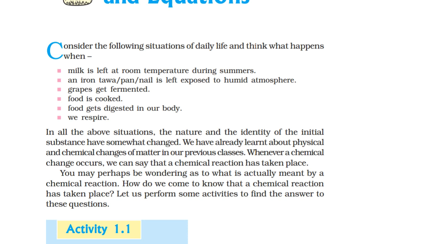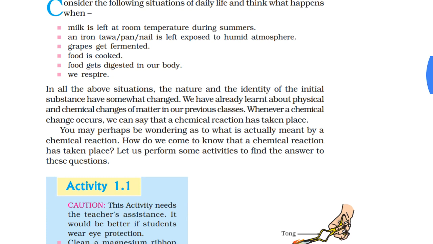अगर chemical change होता है तो हम उसको बोलते हैं chemical reaction हुआ है. You may perhaps be wondering what is actually meant by a chemical reaction. तो आपको बहुत परेशानी हुआ होगा या आप सोच रहे होंगे कि एक chemical reaction होता क्या है, उसका मीनिंग क्या है. How do we come to know that a chemical reaction has taken place? Let us perform some activities to find out the answer to these questions.